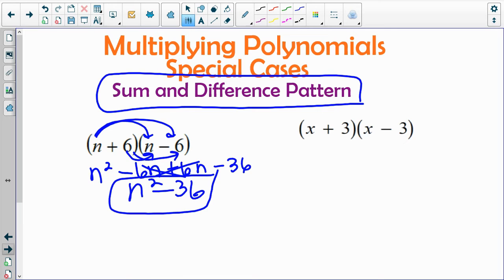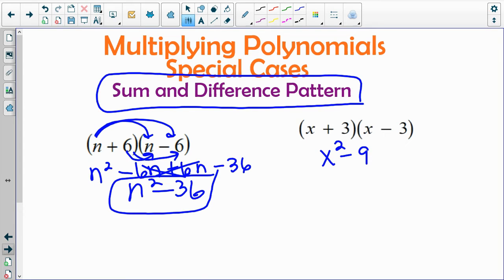So take a look at this sum and difference. Same thing, positive and negative. Do you think those middle two will zero out again? So what would we be left with? X squared subtract 9. X squared minus 9.